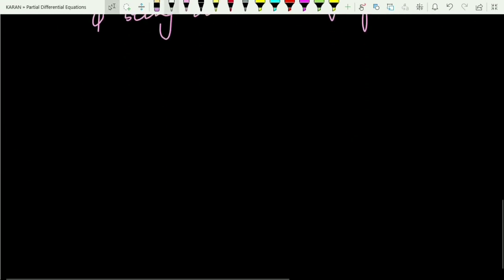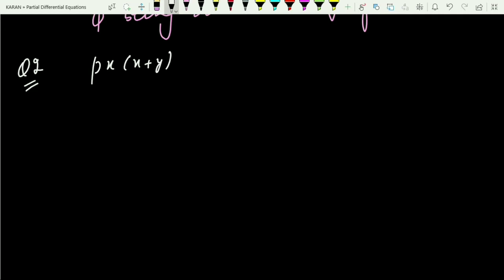The second question for the day, so write down the second one. That is, x times x plus y multiplied with p, minus y times x plus y multiplied with q, equals minus of x minus y into 2x plus 2y plus z, right?